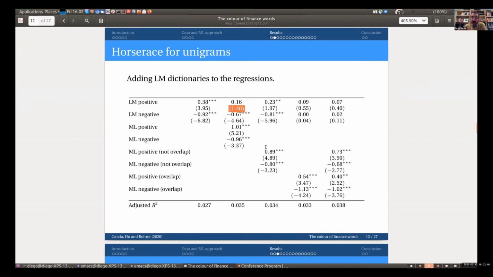Now with the unigrams, it's very easy to actually consider those that overlap and don't overlap. You could be thinking, okay, the machine is just discovering exactly the words that the psychologists or Loughran and McDonald picked out 10 years ago. Well, let's just kick out from the machine learning dictionary all those words that do not appear in Loughran and McDonald and see how things look. And you can see that the statistical significance of these completely new words do seem to have a ton of bite.